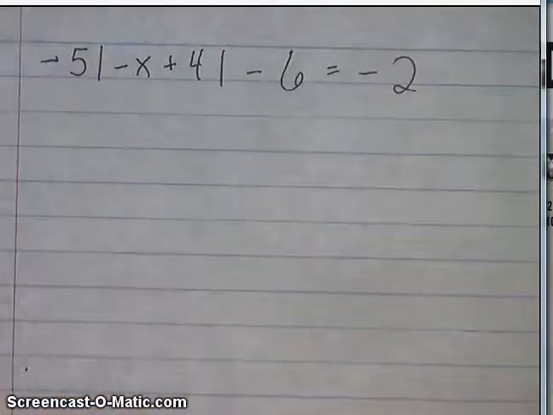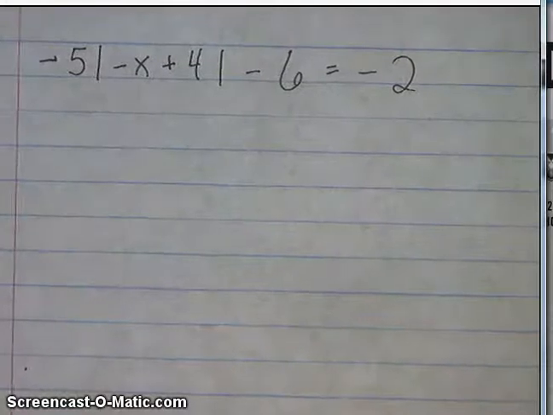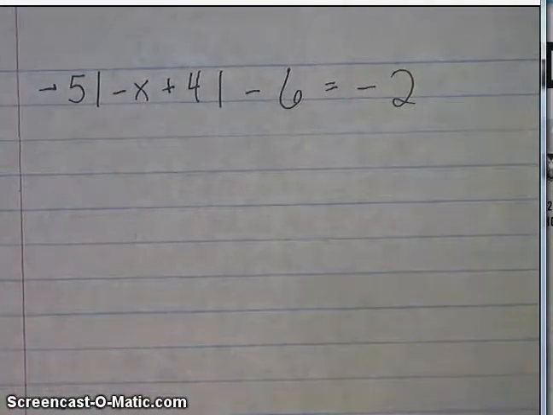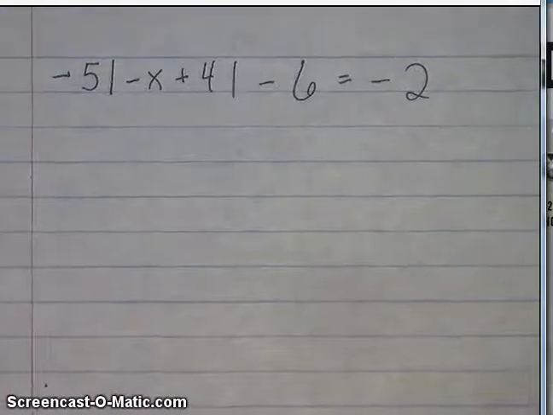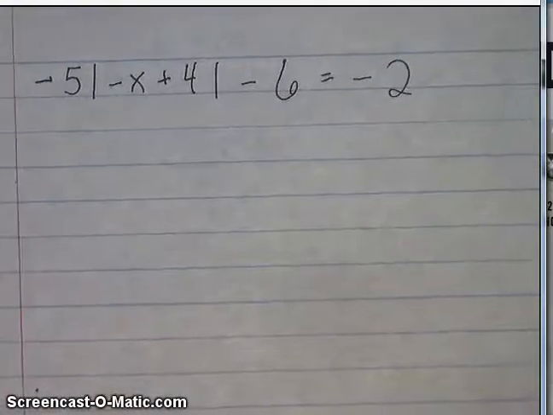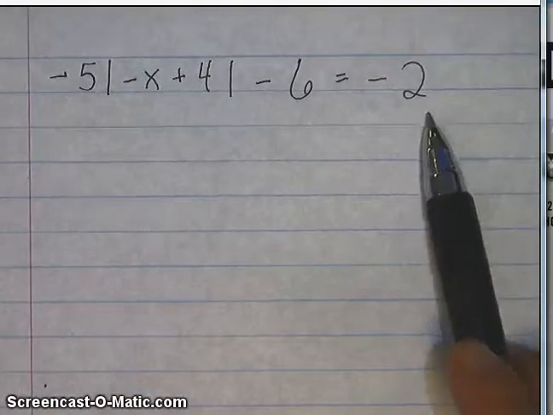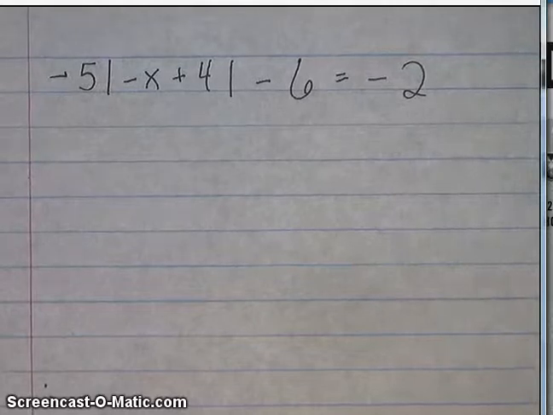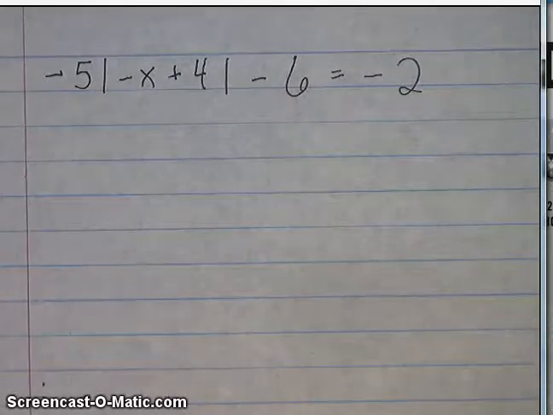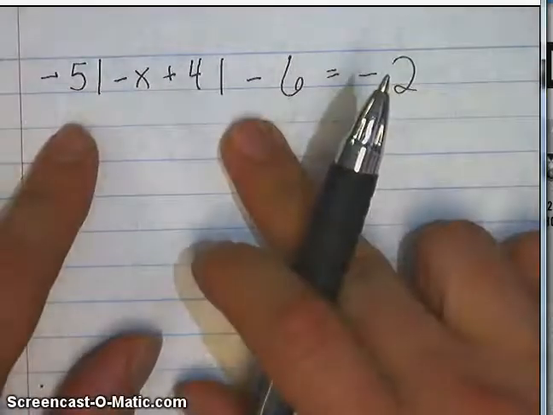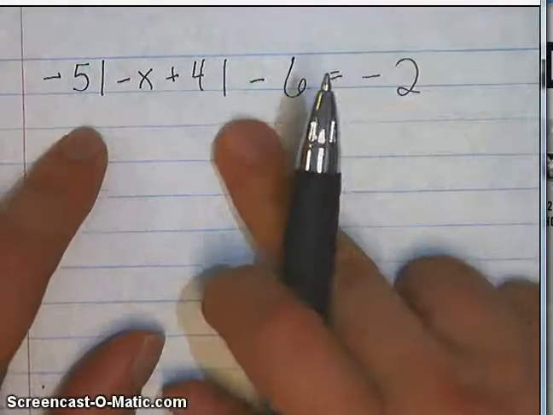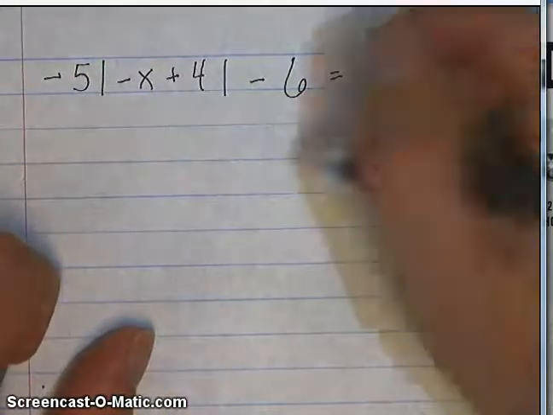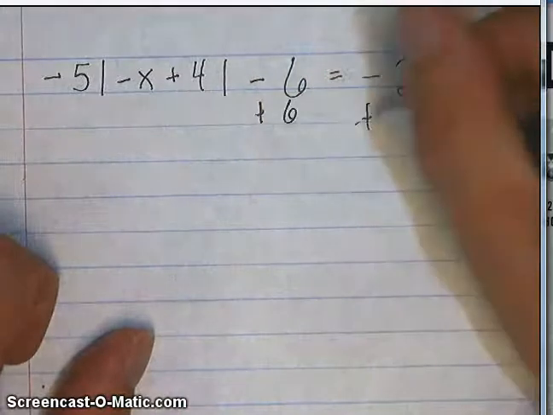We've got negative absolute value of negative x plus 4, minus 6 equals negative 2. Is there anything on the outside of those bars? There sure is. But you might be noticing there's a negative 2 over here. So you might be inclined to say there's no solution. But before we can make that determination, we need to get the bars by themselves. We can only say that it's no solution if the bars are by themselves, and then there's a negative over there. So let's go ahead and add the 6.